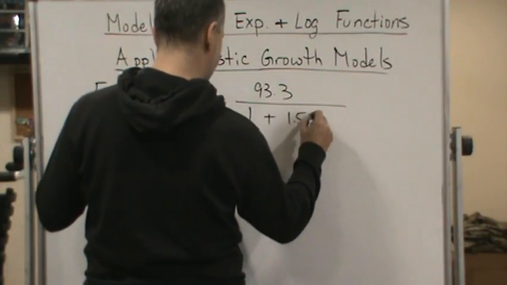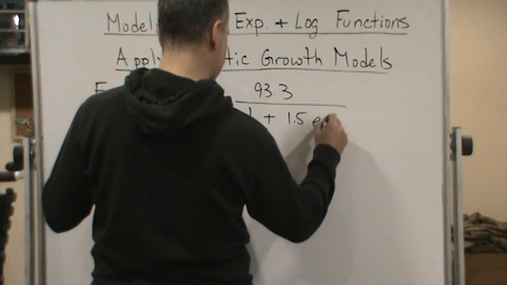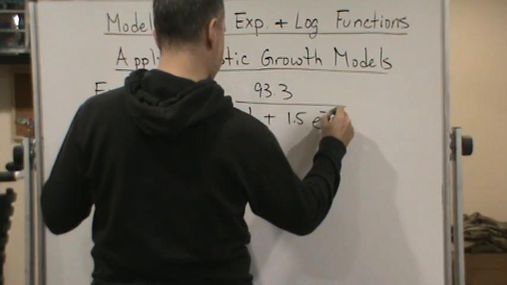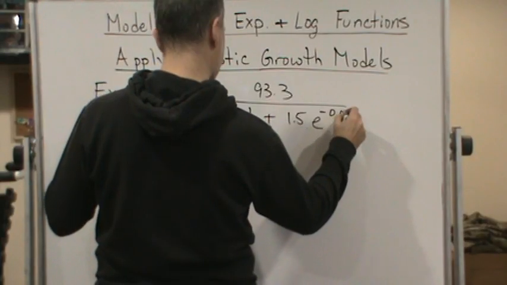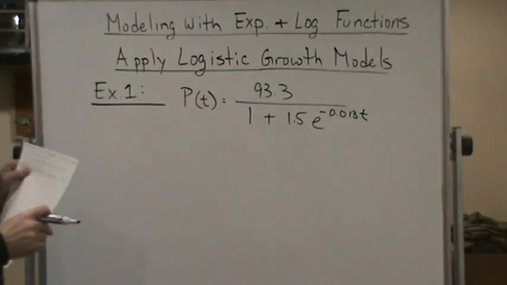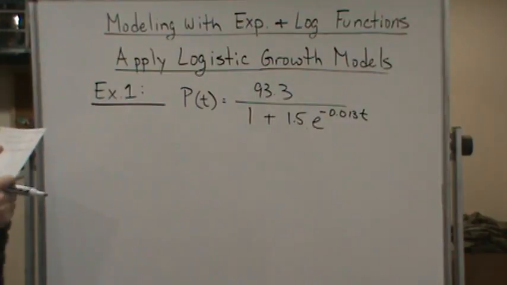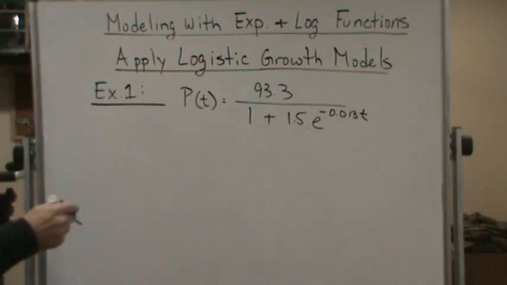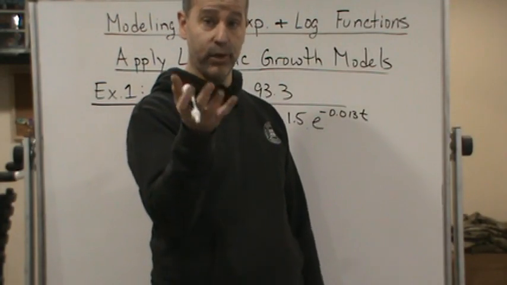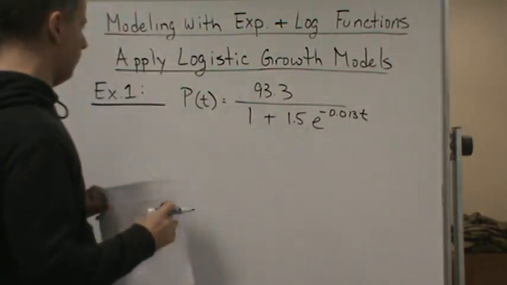So 1.5 e to the negative 0.013t. Right, so there's our constant. So now what we're going to do is determine the population in 2010. Now we were told that the population in 2010 was what? 37.3 million. Let's see what this gives us.